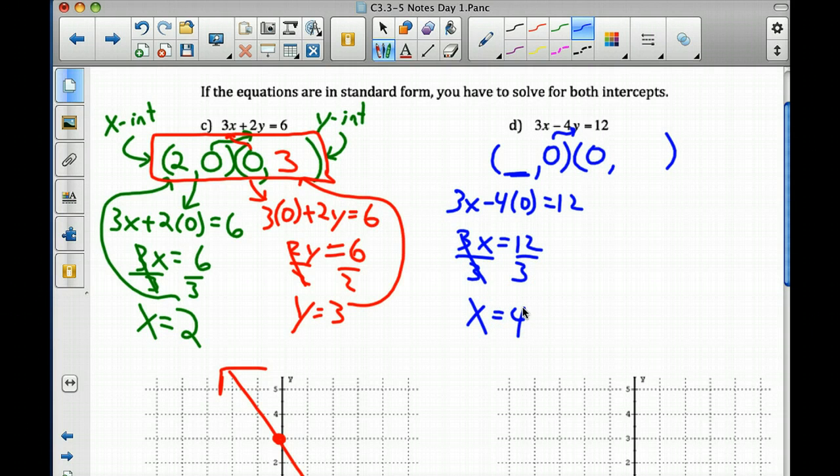Raise your hand if you got x is 4. Write that into your coordinate, guys. Write that into your point. That's the x-intercept, 4 comma 0. Now, start all over. Take 0 and plug it in for x, because that's the x value of the y-intercept.